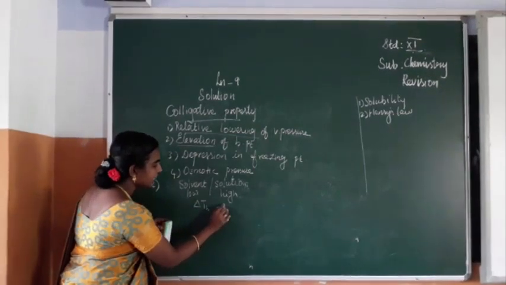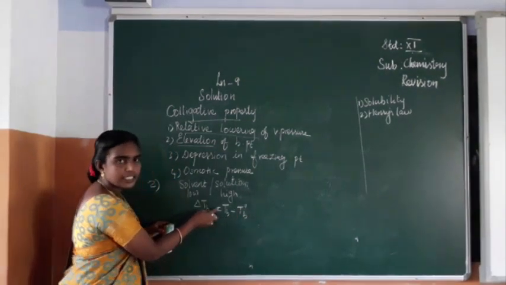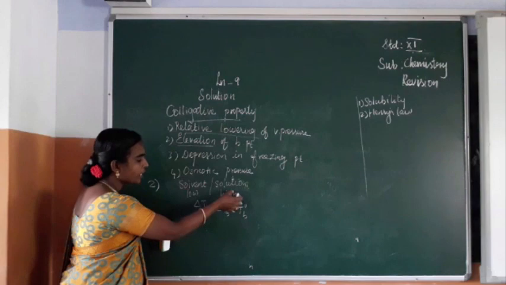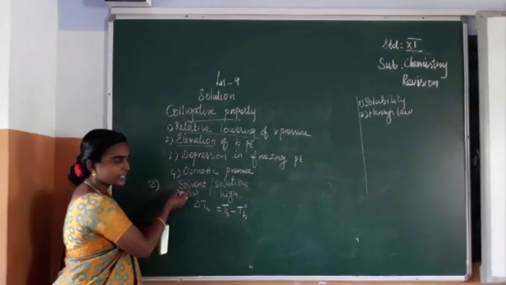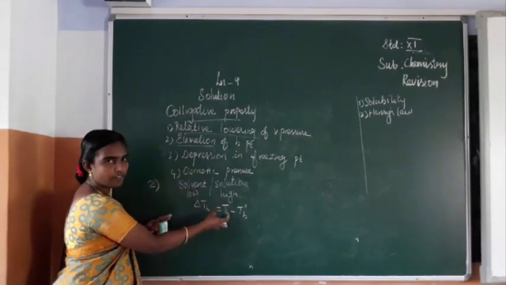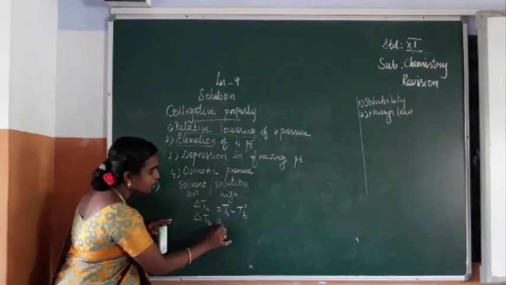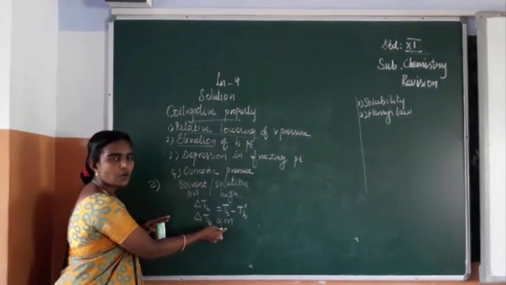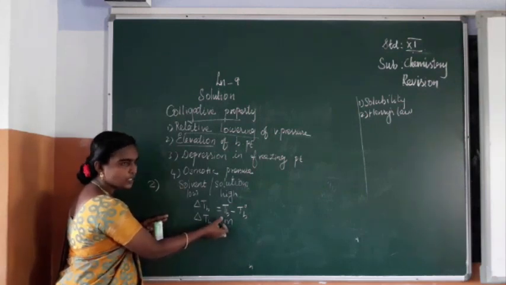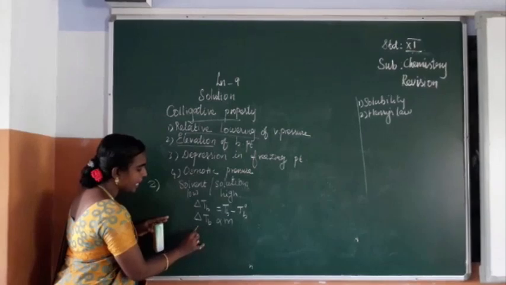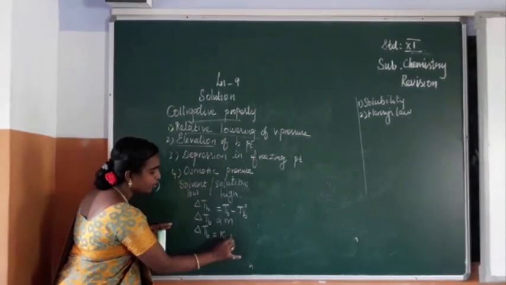So we can write like this: Tb minus T0b. Here Tb represents the boiling point of the solution, which is high. T0b represents the boiling point of the solvent. Okay. So now this delta Tb is proportional to m, that is the molality of the solution. To change this proportionality sign, I am going to introduce a term, that is Kb into m.